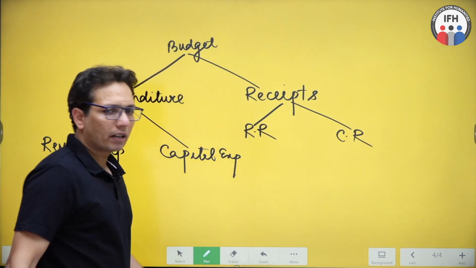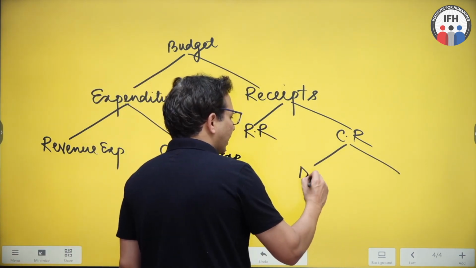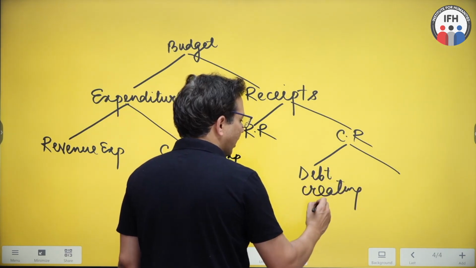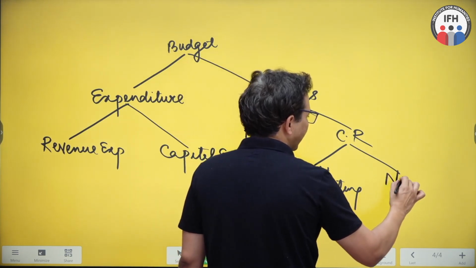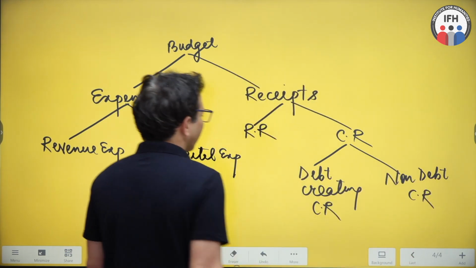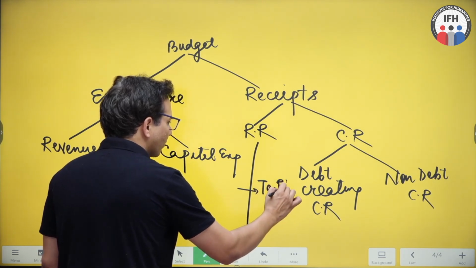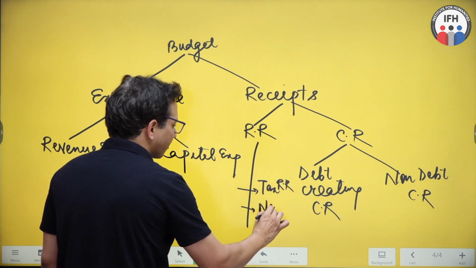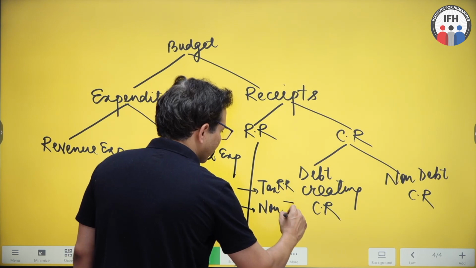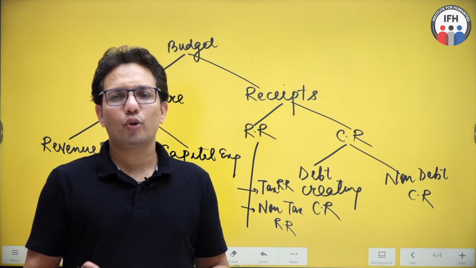All right. Now capital receipts are classified into further two types of receipts, which are debt creating capital receipts and non-debt creating capital receipts. Revenue receipts also classified into two, tax revenue receipts and non-tax revenue receipts. Now we do not have 5-year plans.